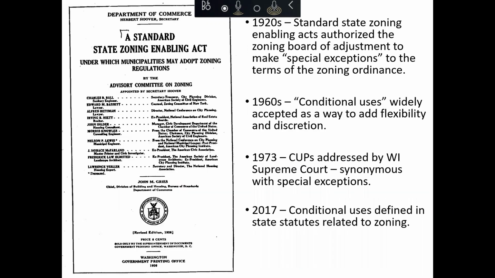Okay, so let's look a little bit at the history of conditional uses. Back in the 1920s, the Standard State Zoning Enabling Acts authorized the Zoning Board of Adjustment or Appeals to make what they called special exceptions to the terms of the zoning ordinance. In the 1960s, conditional uses were widely accepted as a way to add flexibility and discretion. In 1973, conditional uses, we'll also call them CUPs sometimes for short, were addressed by the Wisconsin Supreme Court, which decided that conditional uses were synonymous or the same as special exceptions. So when you see special exceptions in Wisconsin's law, it also means conditional uses and vice versa. And then in 2017, believe it or not, for the first time, the term conditional uses was actually added to Wisconsin statutes and defined as related to zoning.